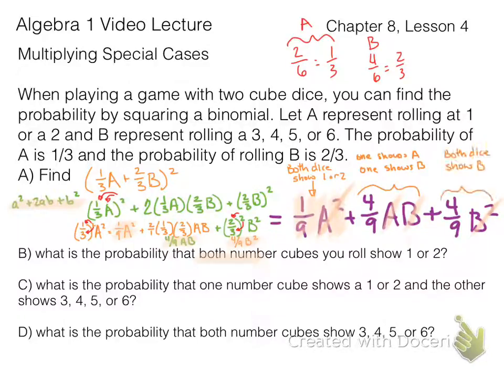Actually, here we go. So just so you remember, A squared is both dice. A and B is one dice showing A, one dice showing B, doesn't matter which. And B squared would be both dice showing B. So there we go. So the probability that both dice are going to show an A situation is 1/9. The probability that one dice cube shows a 1 or a 2 and the other shows a 3, 4, 5, or 6, again, one dice showing an A situation, one dice showing a B situation, is 4/9. And the probability that both cubes, both dice, show 3, 4, 5, or 6, which is a B situation, is 4/9. Okay? All right.